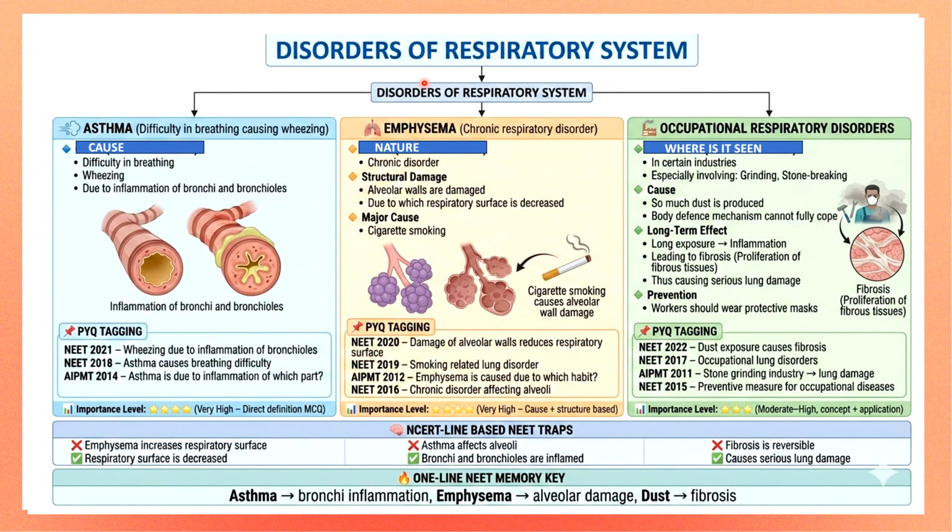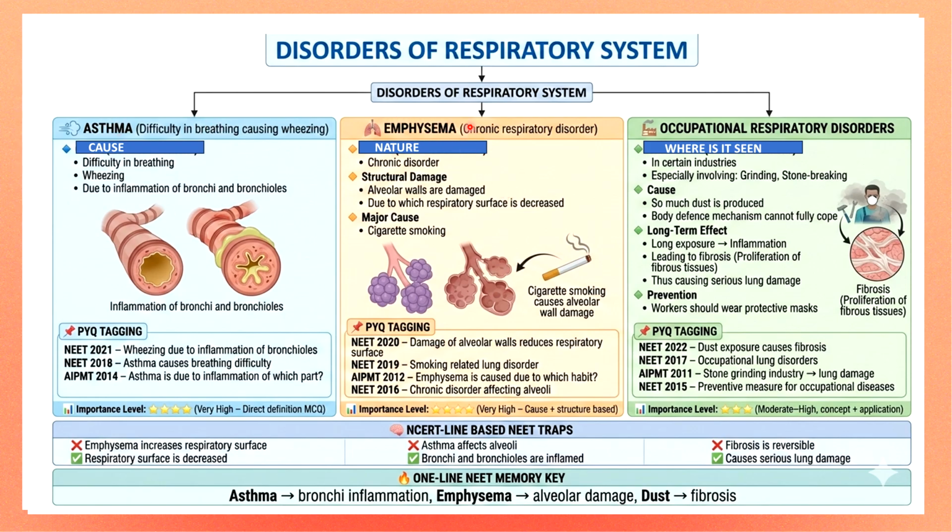So we have come to the final part of the chapter, the disorders of the respiratory system. We have three main types of respiratory disorders. Asthma is characterized by difficulty in breathing and causes wheezing. This is due to inflammation of bronchi and bronchioles. Here you should pay importance to the cause and the symptoms. A direct fact-based question comes: wheezing is due to inflammation of bronchioles, not alveoli. So remember, bronchi and bronchiole inflammation causes asthma.